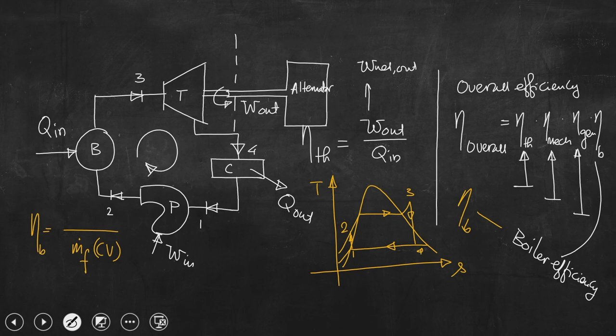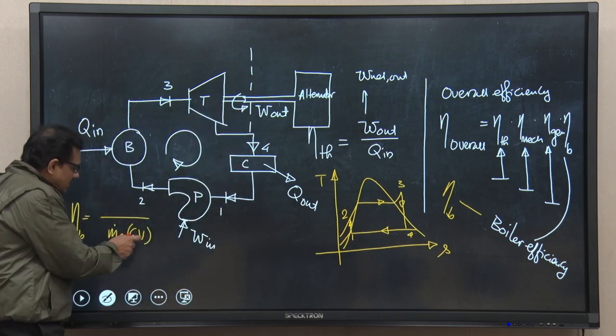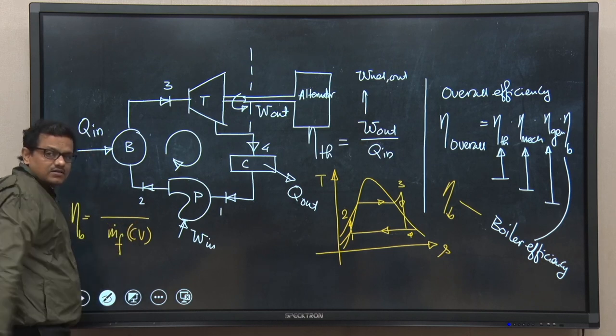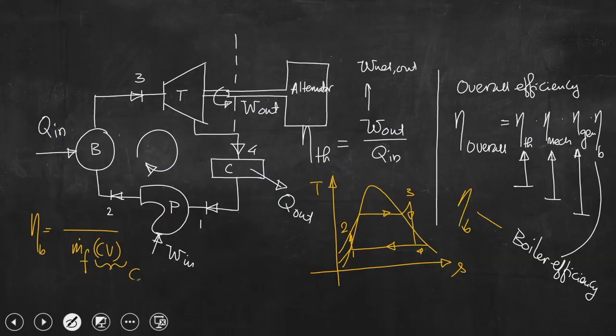So, this is the mass flow rate of the fuel. That fuel is burned, and out of the burning of the fuel, that is combustion, we are getting some amount of energy, and that energy is nothing but m dot f, the mass flow rate of fuel, multiplied by the calorific value of the fuel. And what is the output energy?